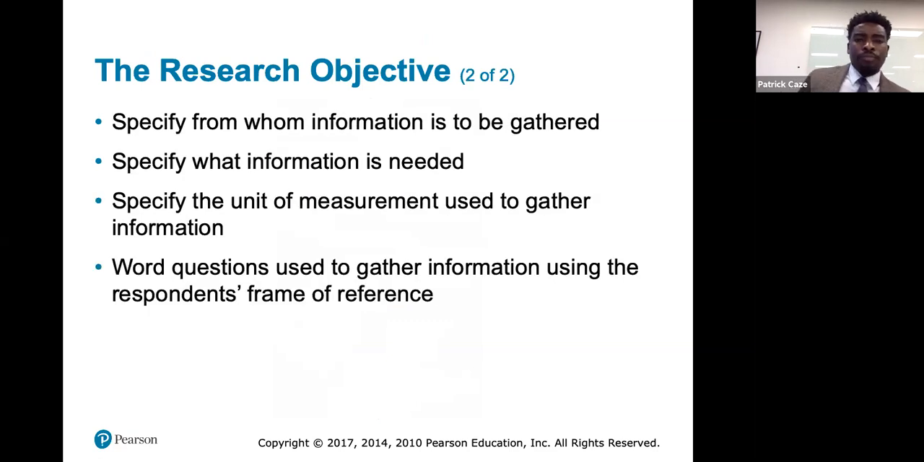All right, research objectives: specify from whom information is to be gathered, specify what information is needed, specify the unit of measurement, and then word questions to gather information using the respondent's frame of reference. This all leads to your questionnaire building and picking your sample. Where are you going to sample from? How are you going to sample? What information are you going to need from your sample, and how are you going to measure it? What's the measurement going to consist of? And whatever unit of measurement you pick needs to be consistent throughout.